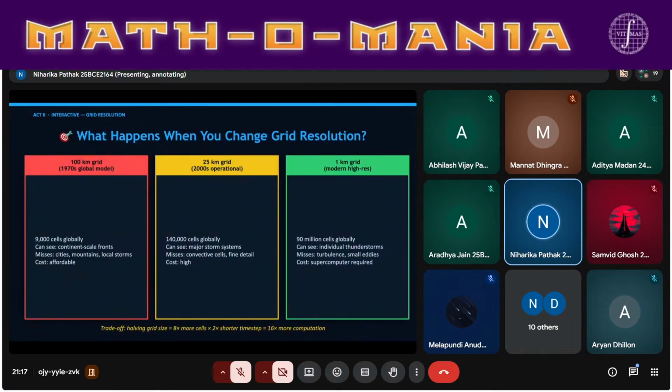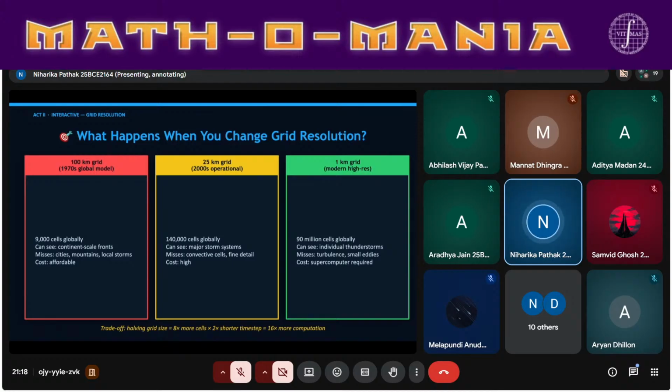So, actually, quick question for the room right now. We talked about grid boxes. Bigger boxes are cheaper to compute. Smaller boxes are more accurate, but it actually costs a lot. The 1970s model ran 100-kilometer grid boxes. You could see continent scale weather fronts. That's it. Modern high res models run 1 kilometer boxes. You can see individual thunderstorms.